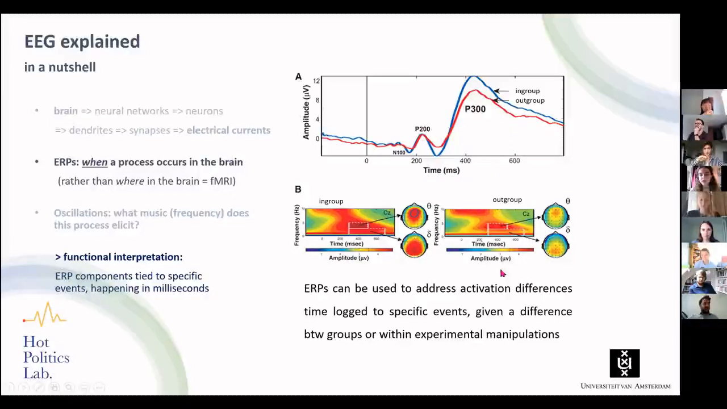So why do we do that? We do that because these ERPs can be very, very useful in telling us how quickly the brain responds in light of a certain stimulus, in light of a specific event that happens either because of external stimulation or an internal process. So EEG can really help us tackle that.